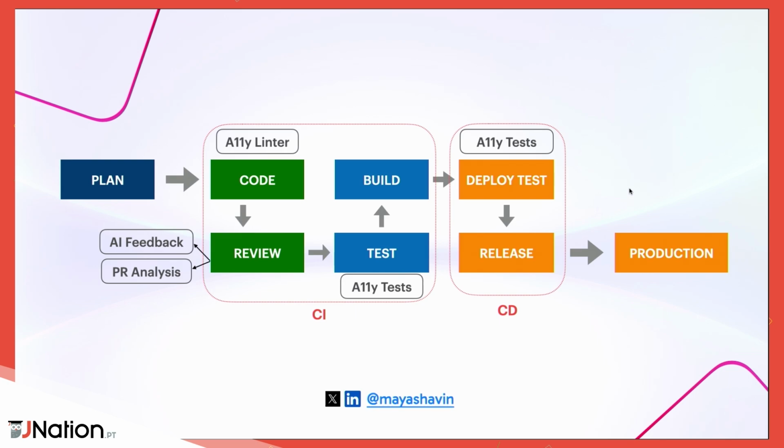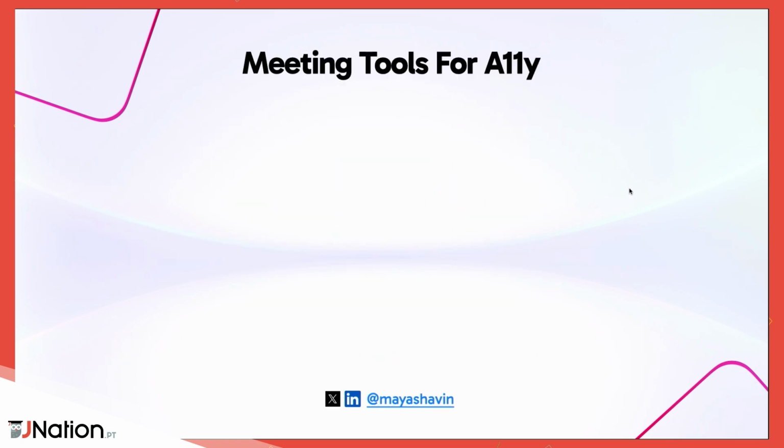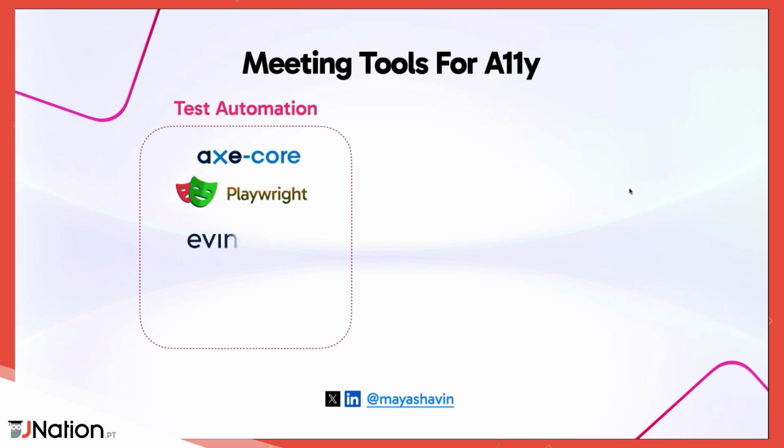So what tools are we going to use in order to enable automated AI accessibility in our deployment cycle? Well, we have two different categories here. The first is the tools for automation, and the second is the tools for developer experience. So for the tools for automation, we have several options. Here are the options that I've been using and I'm continuing to use in my new workplace.